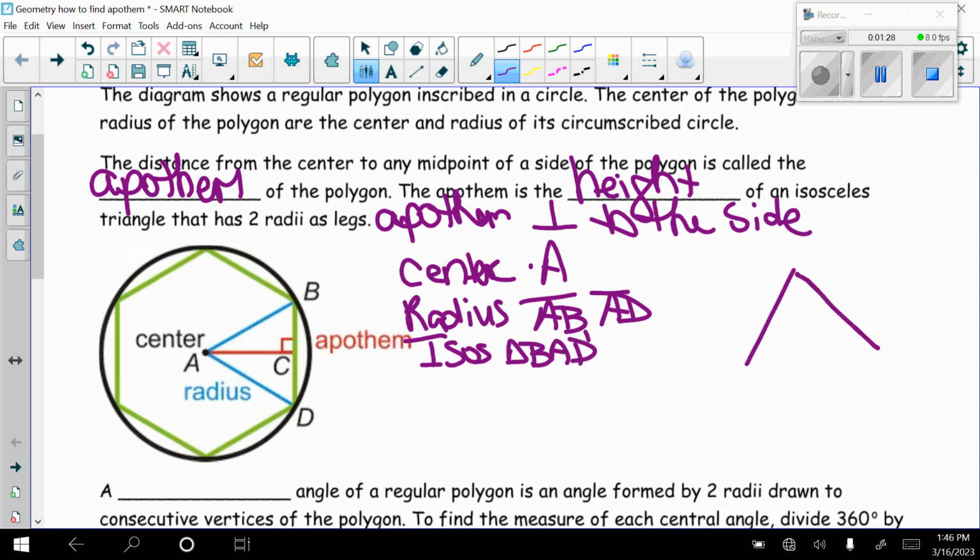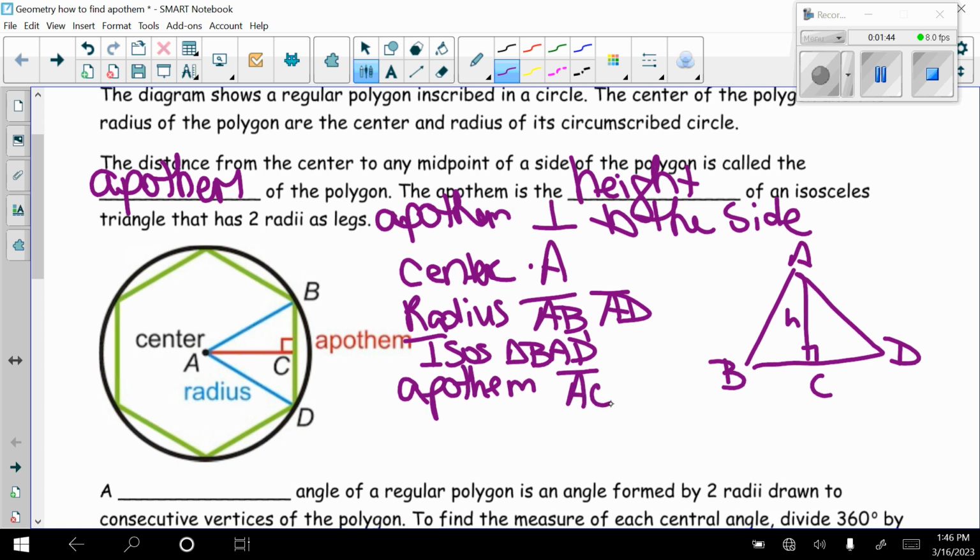And so if you take that triangle out, and then you drop the height of that isosceles triangle down, that's the height of that isosceles triangle. The apothem is that height. So the apothem is segment AC here, which starts at the center and goes to the midpoint of one of the sides of the polygon.